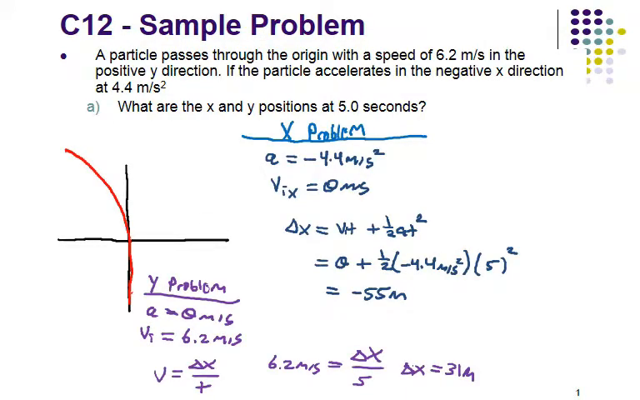So when we draw this out, we can see that in the y, there's no acceleration. So we just use velocities, the displacement over time. We can figure out our displacement. And then for the x problem, we do have an acceleration, and then we can figure out where the location is for that. And in this case, negative 55 meters. Looking at the constant acceleration equation there.